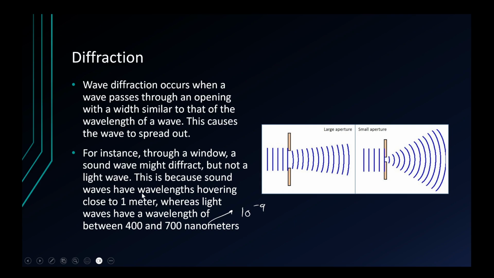As I said, we've discovered that sound has wavelengths on the order of about a meter. We saw when we solved for middle C that it was about 1.3 meters. So it is entirely possible that sound can diffract through a window pane, whereas light cannot.